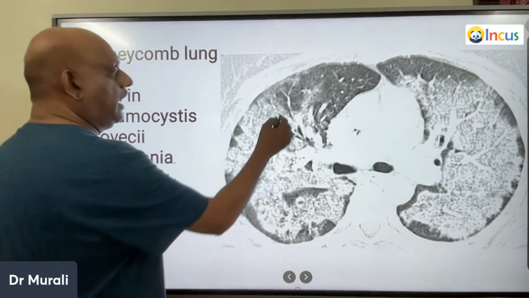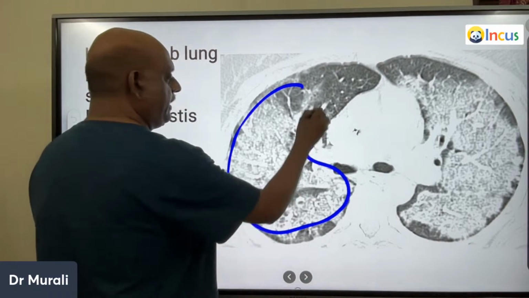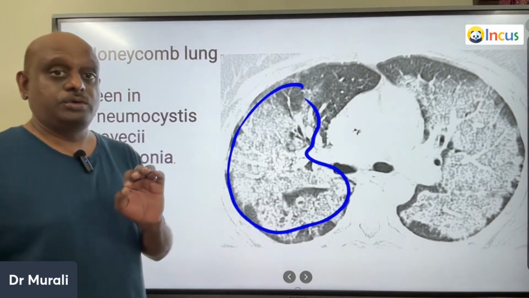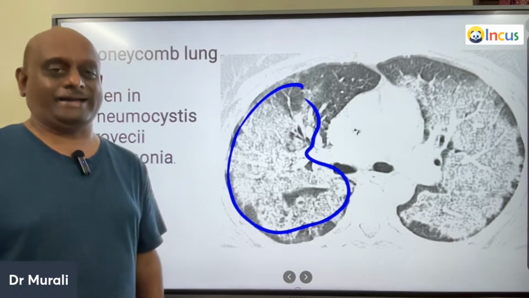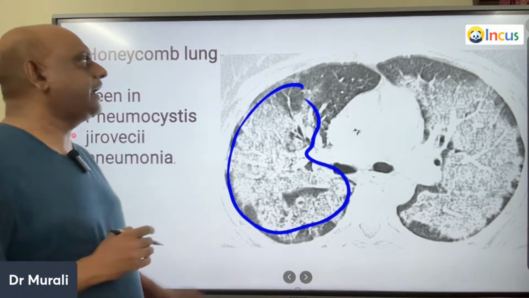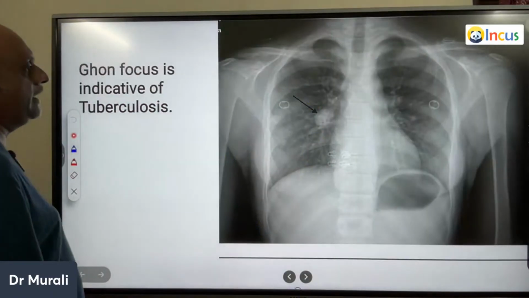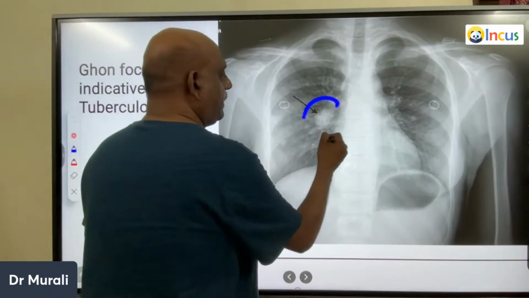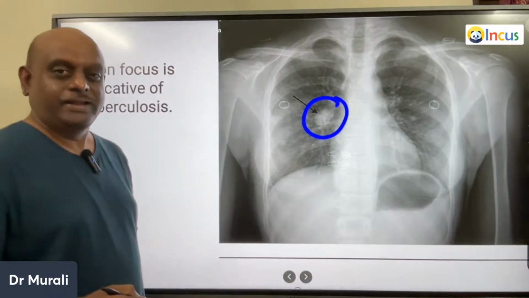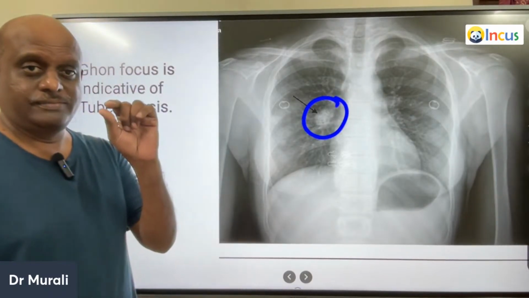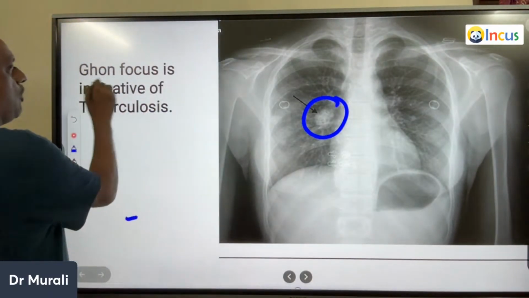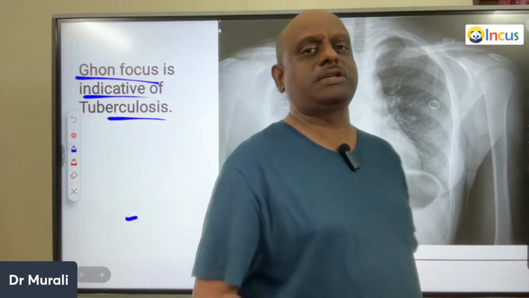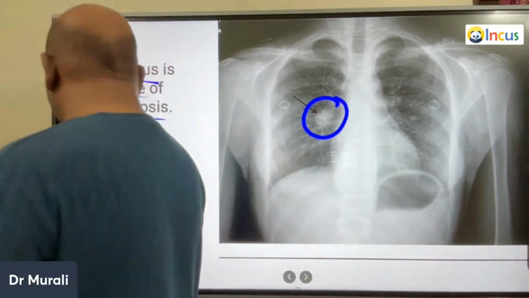So where do you see the honeycombing appearance? There are many conditions where you see it, but you need to know Pneumocystis carinii pneumonia leads to the development of the honeycombing appearance of the lung. So whenever there is tuberculosis, there is a lymph node, right? So Ghon's focus is indicative of primary tuberculosis is what you need to remember, the Ghon's focus.